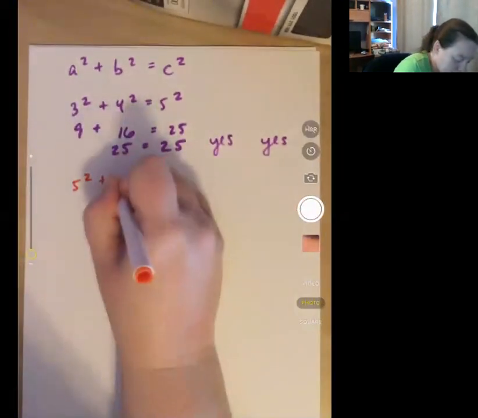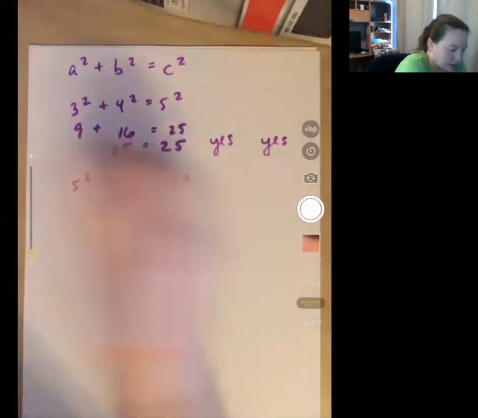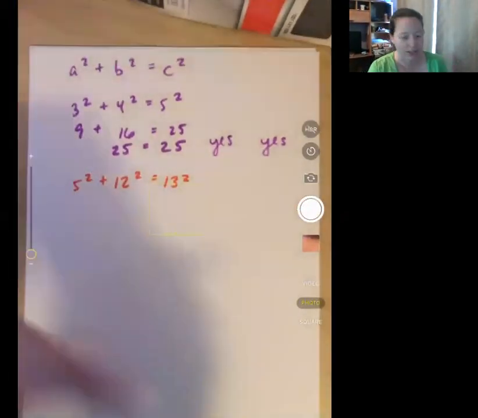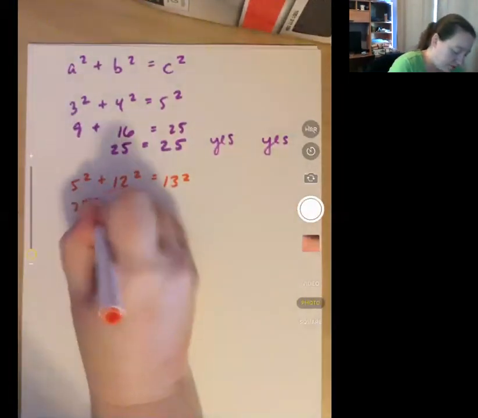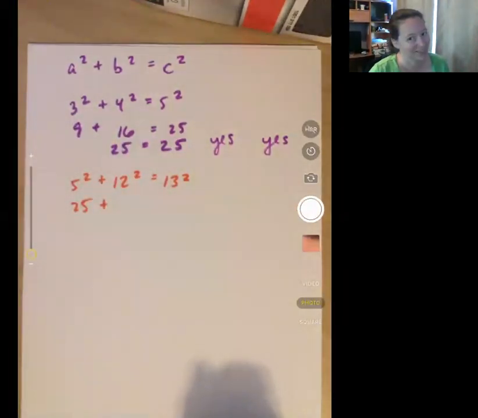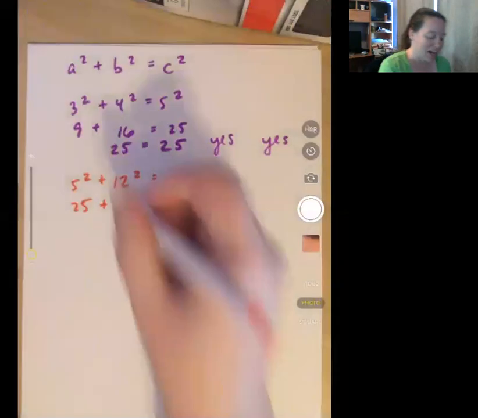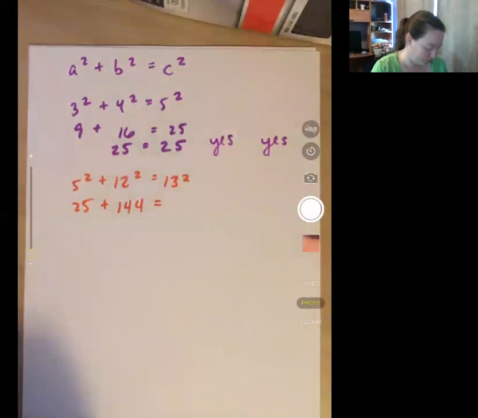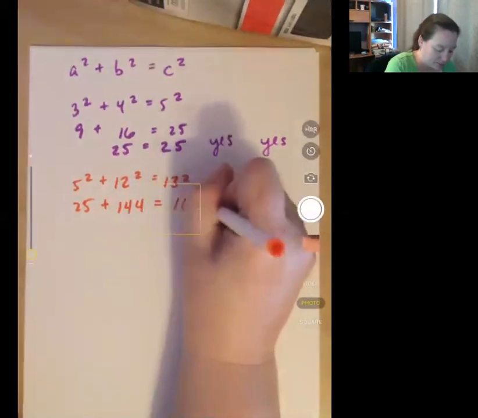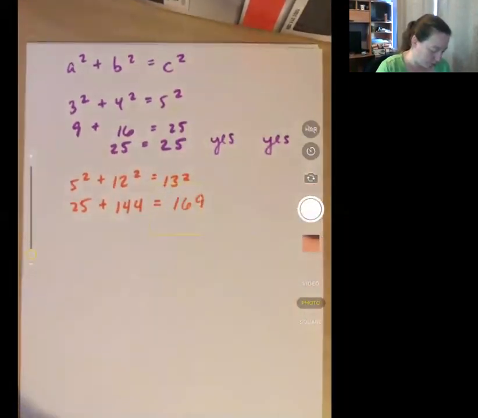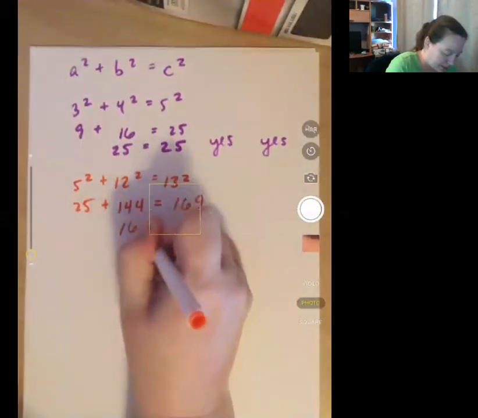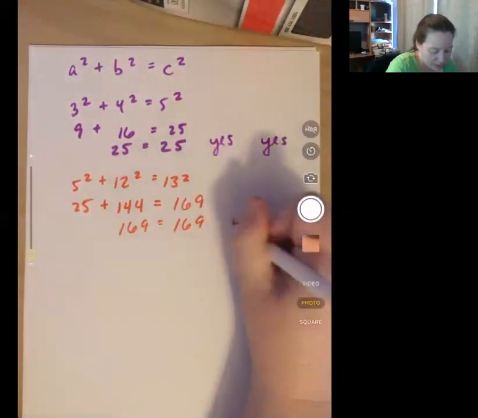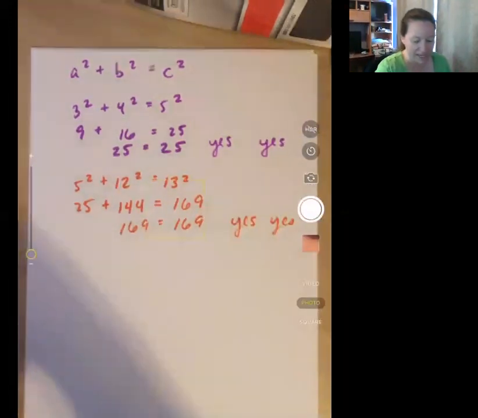5 squared plus 12 squared is equal to 13 squared. Get out your calculator. 5 squared we know, 25, plus 12 squared. I know what 12 squared is. Do you know what 12 squared is? 12 times 12 is 144, equals 13 squared. I don't know 13 squared right off the top of my head. 169. So 144 plus 25 is equal to 169. So that would be a yes and a yes once again.